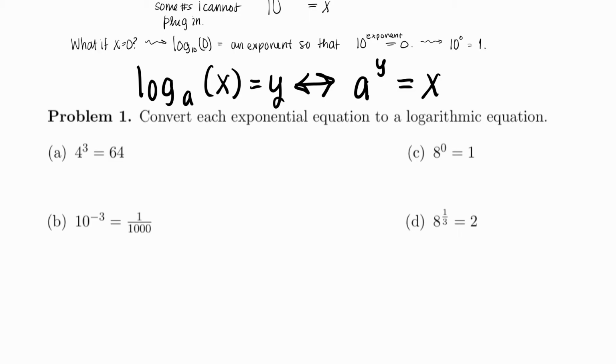But I'm going to go through each one of these and figure out what a, x, and y are equal to. Okay, so if I have something to an exponent is equal to something else, that means I'm going to use, let me label this 2 and this side over here with the logarithm 1. So what I'm asking you to do for problem 1 is to go from 2 to 1.